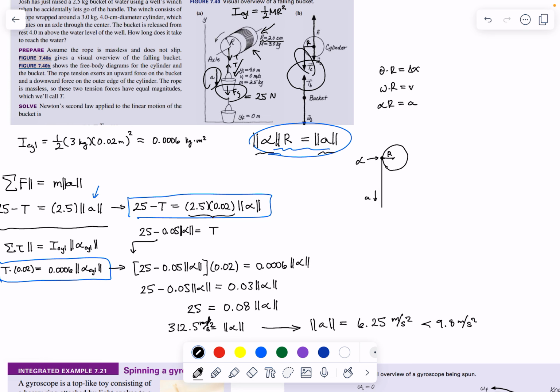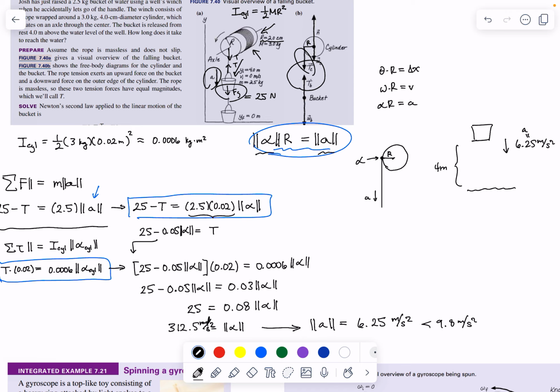Okay, so we want to find how long it takes to reach the water. We have our bucket, and we know the distance to the water here is, what does it say? 4 meters. We have the linear acceleration of the bucket now, right? That's its acceleration going down.